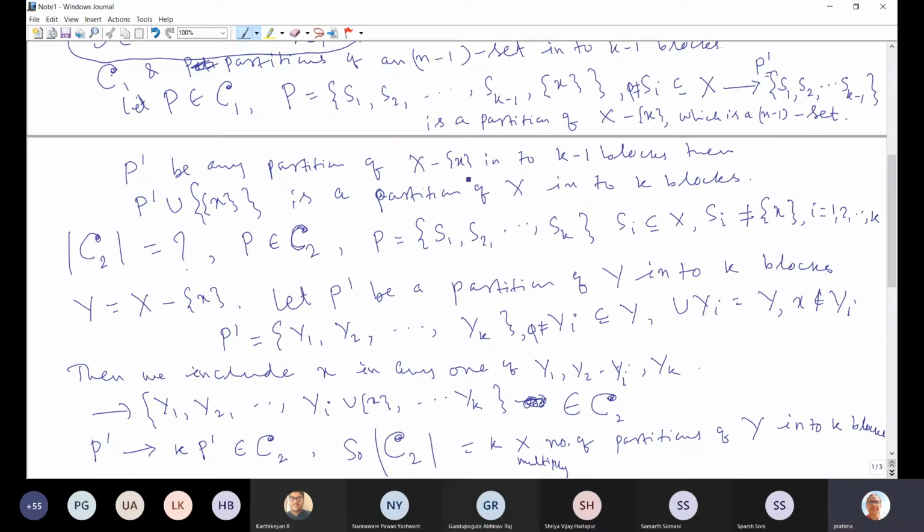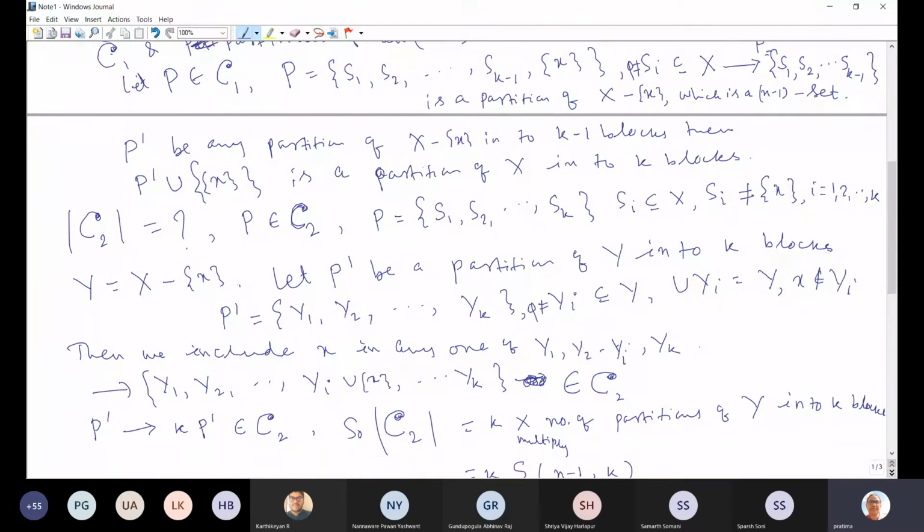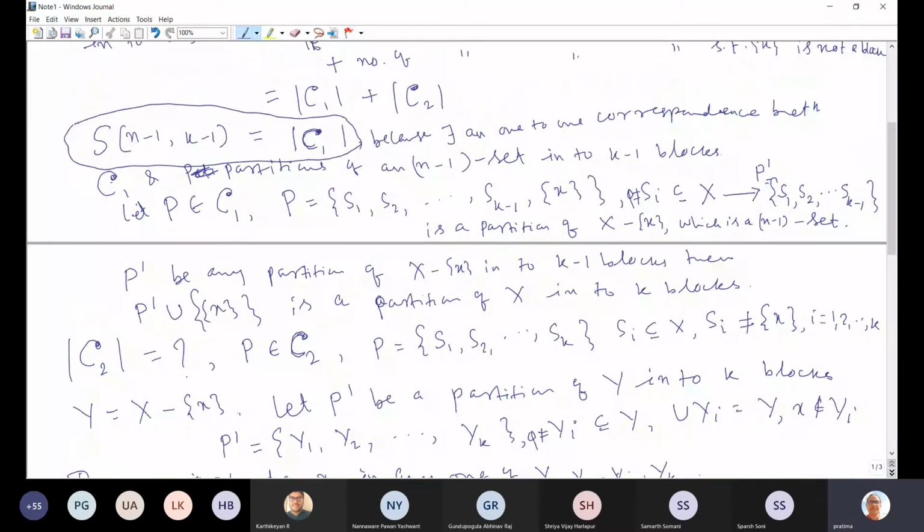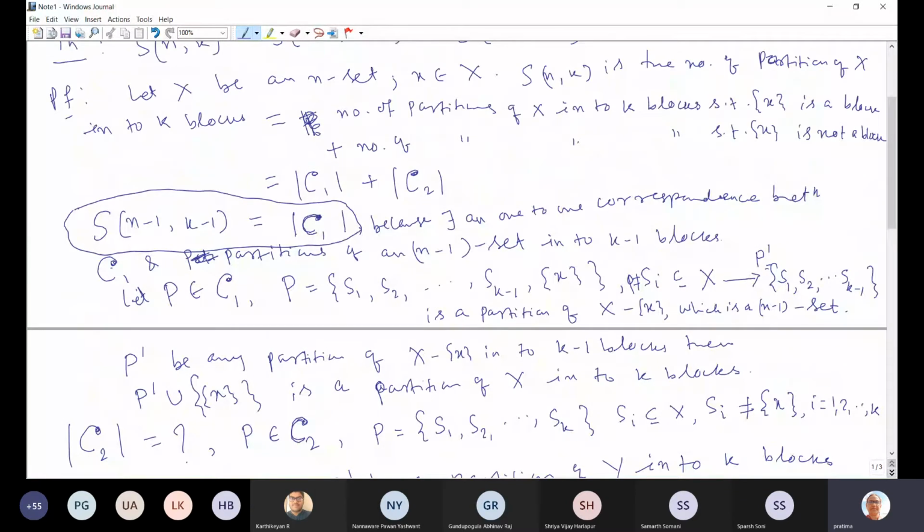The thing is that here you just consider any element x. I am fixing any element. I am not working for this element x specifically; I am fixing an element x. So once we fix any element x, this equation will come, S(n,k), that number of partitions.